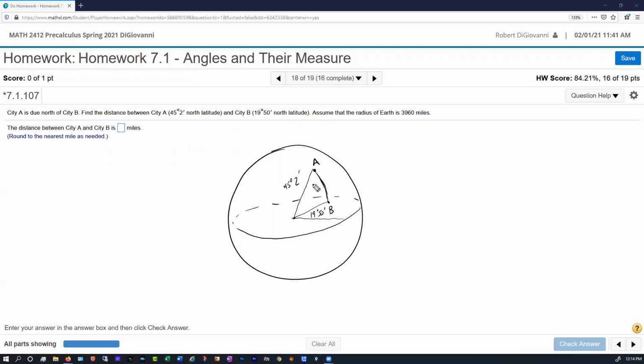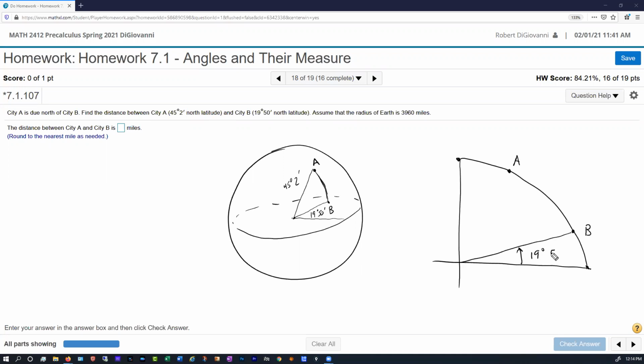If you look at this from the side, here's what we have. Here's the Earth, here's the North Pole, here's the equator, here's the curvature of the Earth. We have City A here and City B here. We know that this angle is 19 degrees 50 minutes, and this angle here is 45 degrees 2 minutes. So in order to find the distance between these two cities, we need to find the distance along that curve.